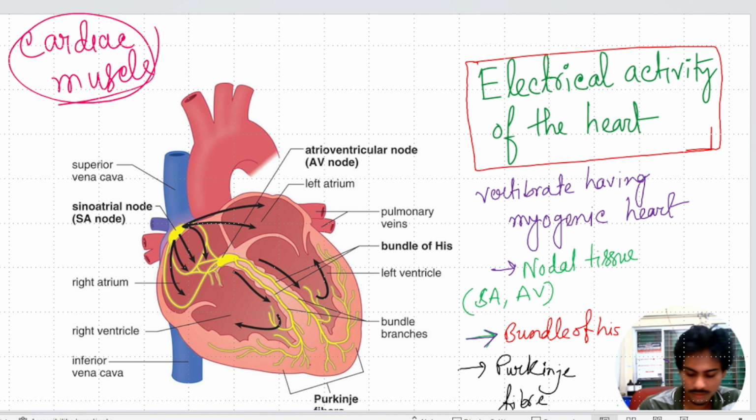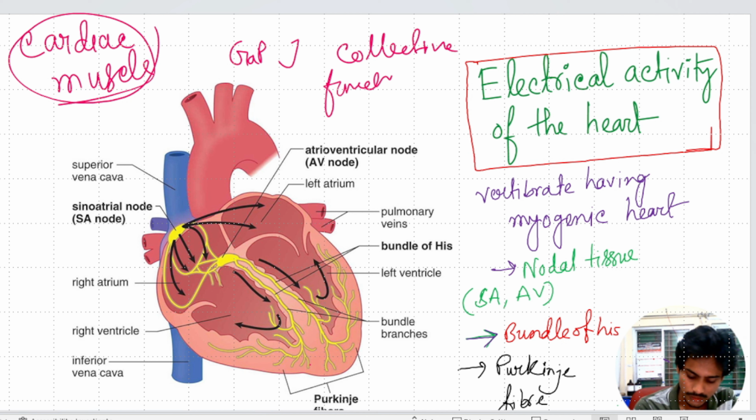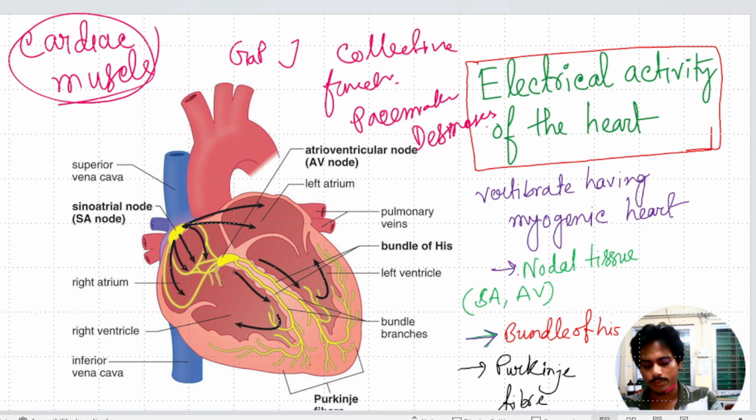Cardiac muscle has gap junctions, and they have collective function, and they have some pacemaker cells, and they have some desmosomes. Like gap junctions, there are intercalated discs in the cardiac muscle.